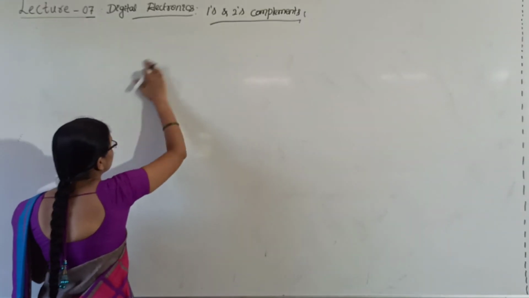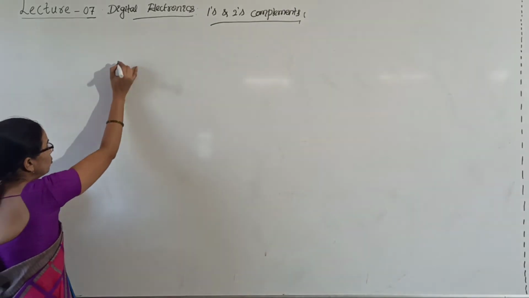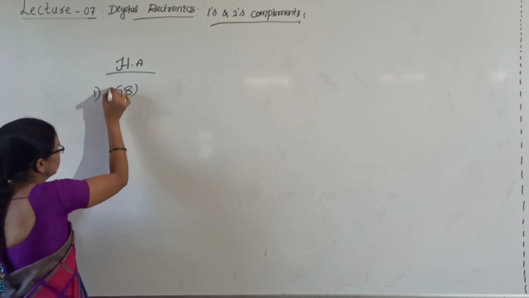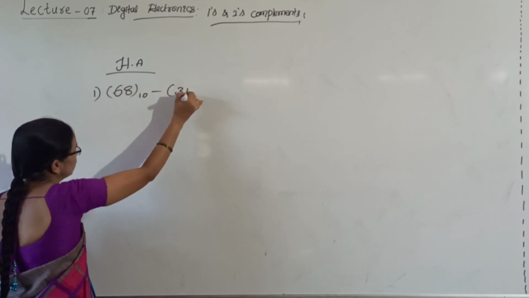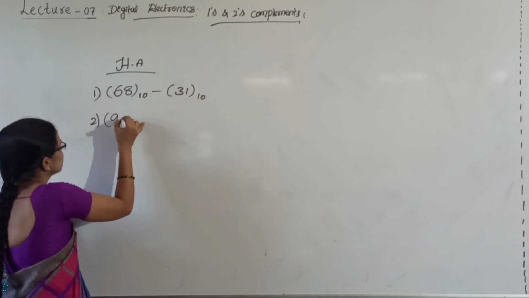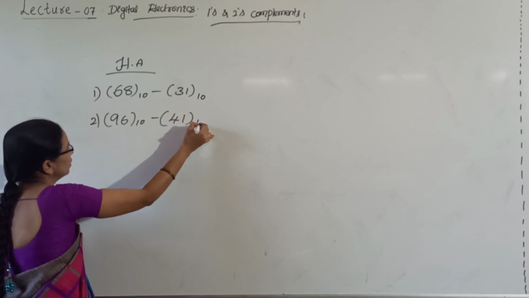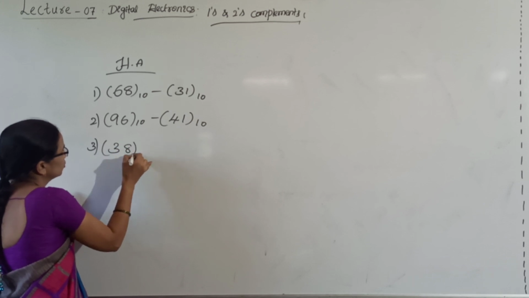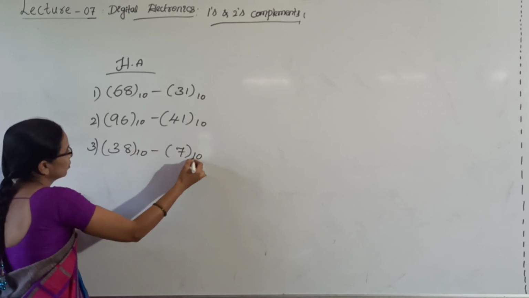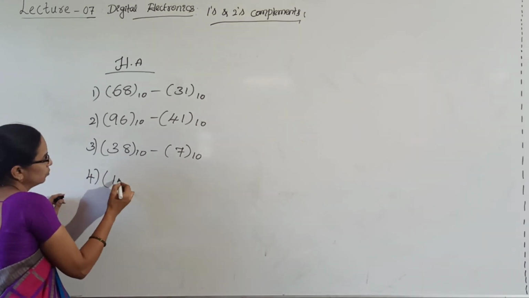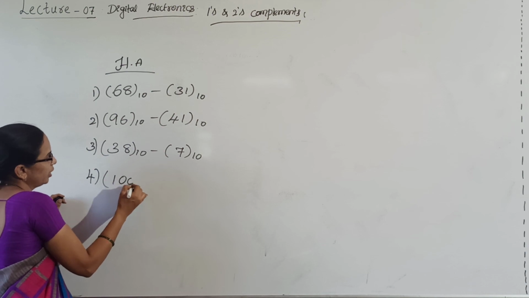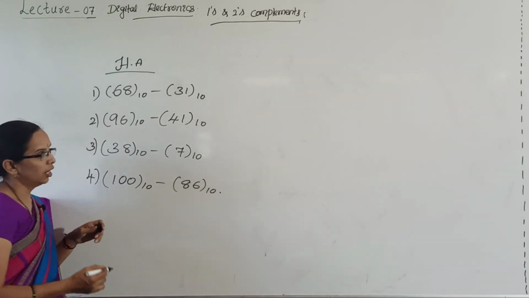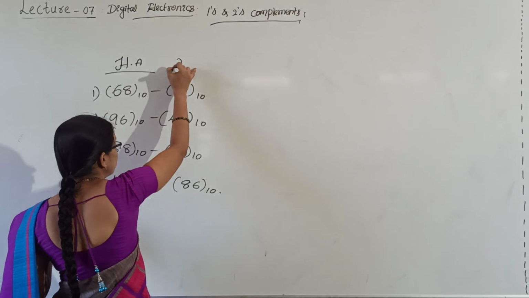Let's have some homework problems on the 2's complement method of subtraction. 68 minus 31, 96 minus 41, 38 minus 7, 100 minus 86. Do these problems by using the 2's complement method of subtraction.